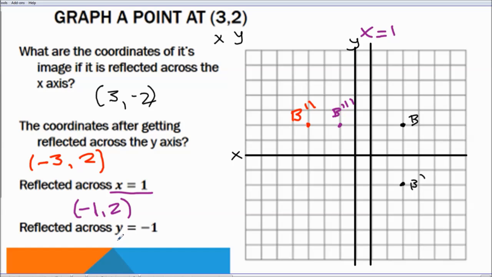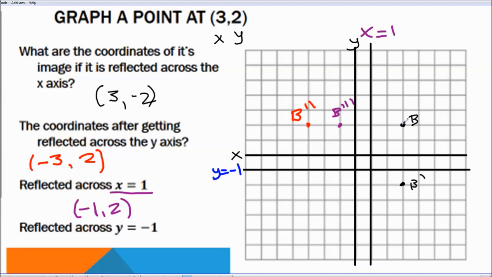So again, guys, I want you to pause the video and actually graph this on your own. I want to see if you can get y equals -1 graphed on your own. So pause now. And so here I've got it. Check mine against yours. That's y equals -1. And now we're going to reflect across that.